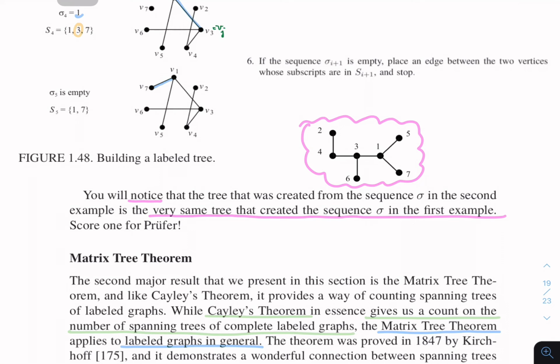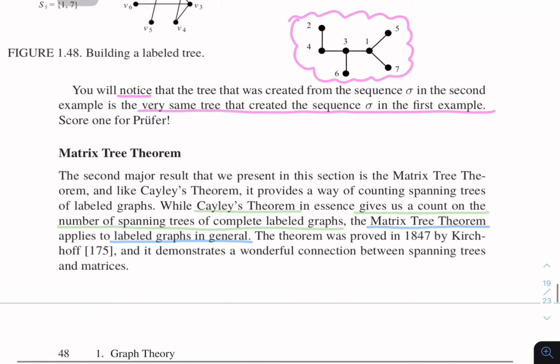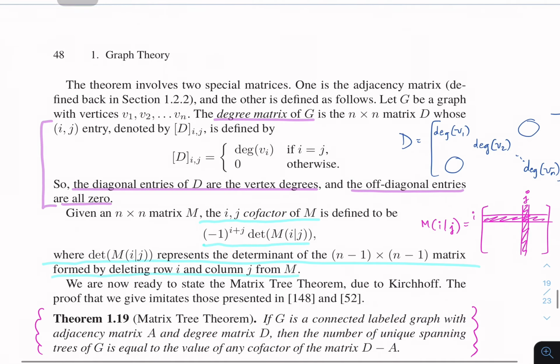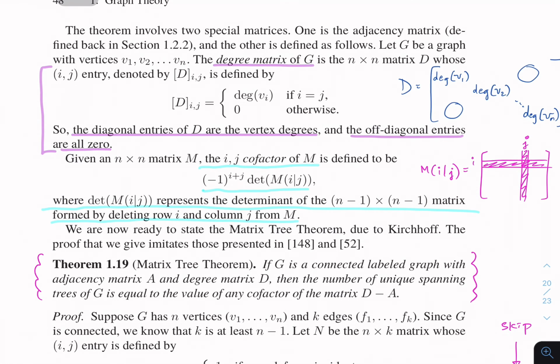Now let's talk about another result called the matrix tree theorem. Cayley's theorem gives us a count on the number of spanning trees of complete labeled graphs, basically. The matrix tree theorem gives us a way to count the number of spanning trees of labeled graphs in general. So first we need some definitions. We already learned about the adjacency matrix from before.